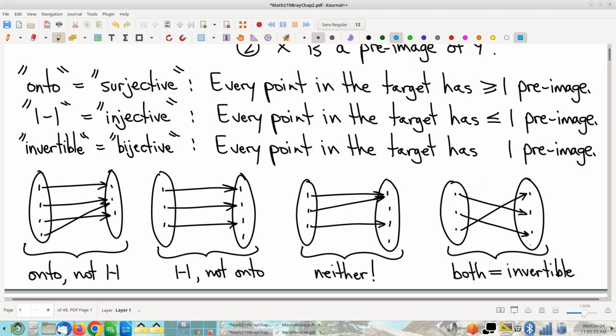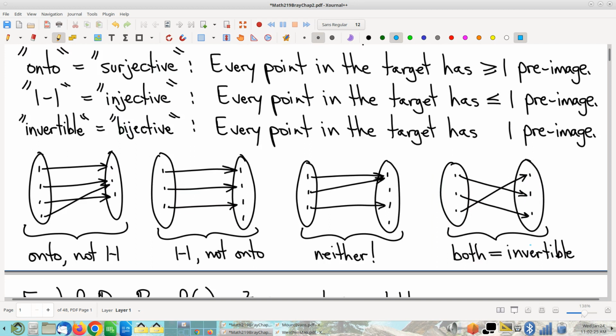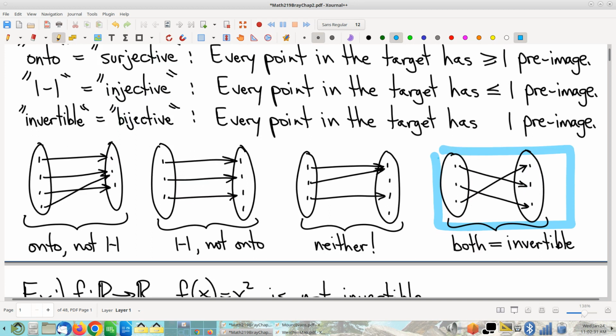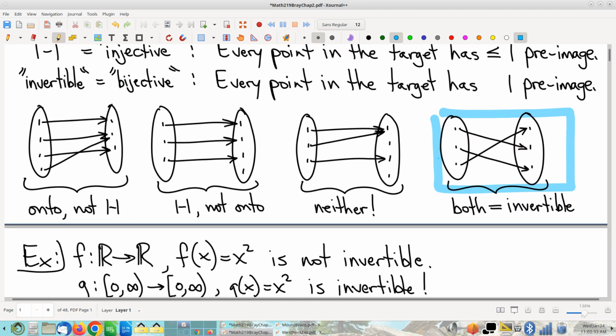Okay, so why would we care about all this nonsense? And the big idea here is that if you have a function that is bijective, that function is invertible. I can talk about the inverse of this function. The inverse of this function is pretty easy to draw a picture of. This point goes there, and this point goes there, and this point goes there. You just turn all the arrows around backwards. Boom! You got yourself an inverse function.